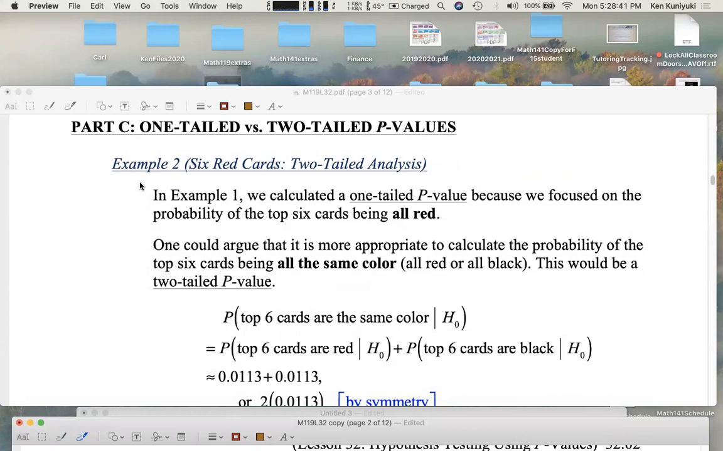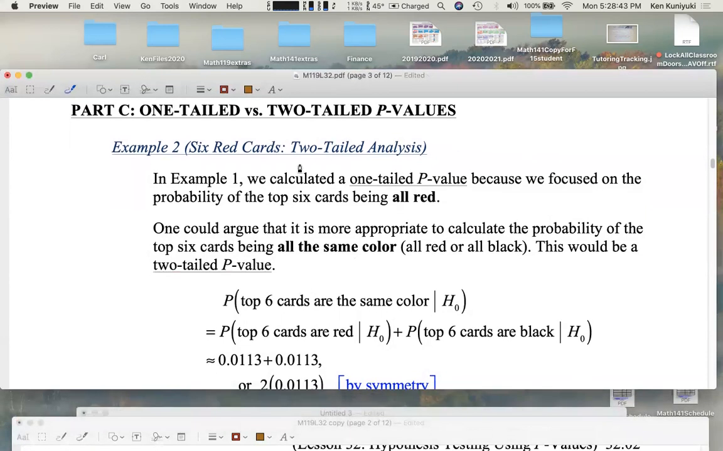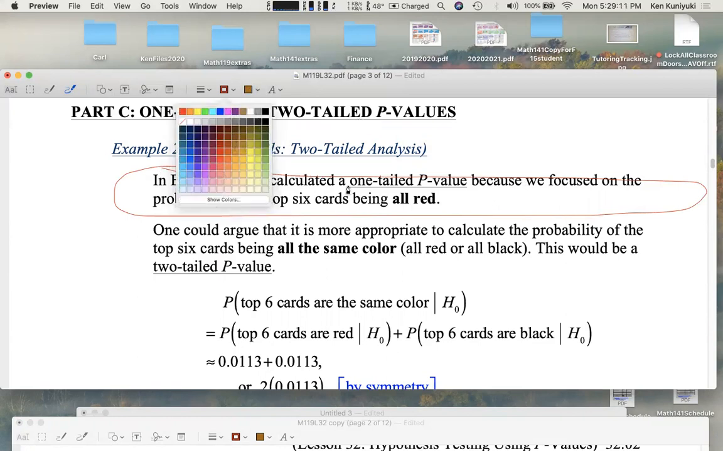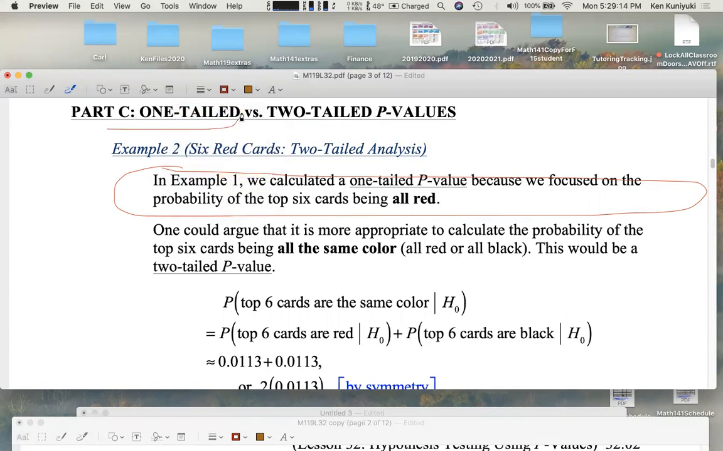So in example 2, we're going to revisit the six red cards example, but we're going to calculate the p-value differently. We're going to use a two-tailed analysis to get a two-tailed p-value. In example 1, the earlier magic trick, we calculated a one-tailed p-value because we focused on the probability of the top six cards being all red. I'll put that in red. Actually, this should be in another color. Let's say blue. Well, okay, so I'll put red around one-tailed, right? In part B, we did a one-tailed analysis.